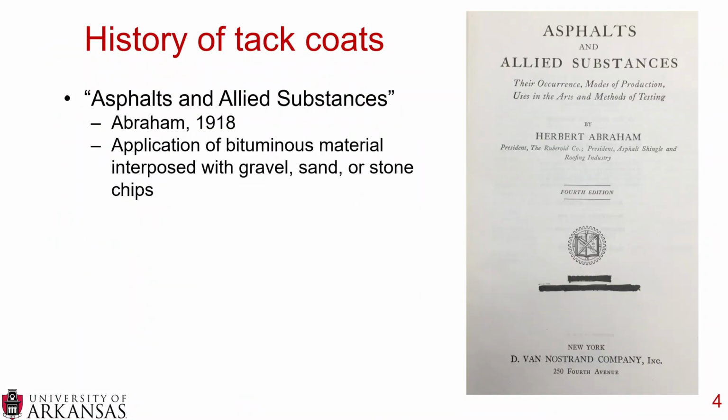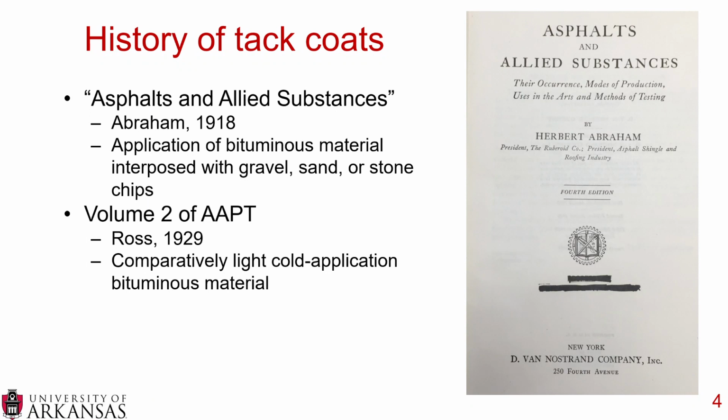Now, I'm a pretty big fan of history, especially history of pavements and pavement materials, and the oldest book I currently have is Asphalts and Allied Surfaces by Herbert Abraham in 1918, and this is the 4th edition, so maybe someday I'll be lucky enough to obtain the 1st edition. But Abraham defines tack coats as the application of bituminous material interspersed with gravel, sand, or stone chips. So this is almost more of what we consider today a chip seal or slurry surfacing type application, but this is how it was defined in 1918.